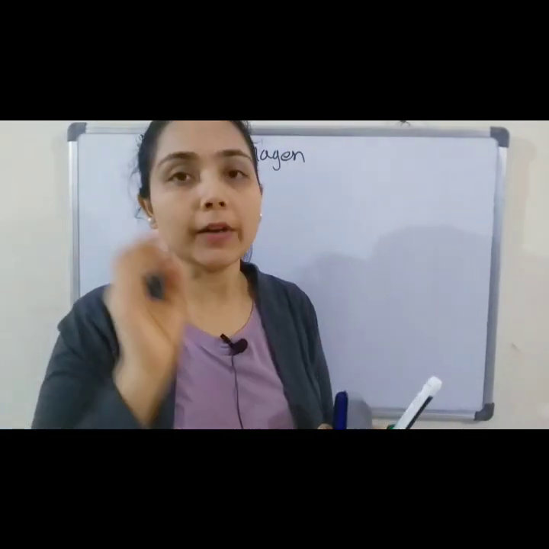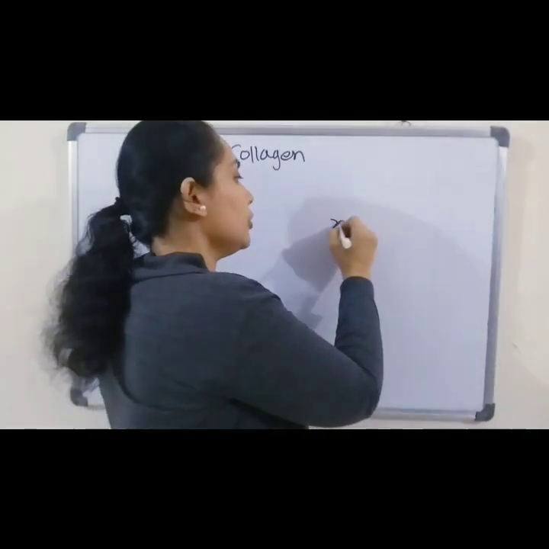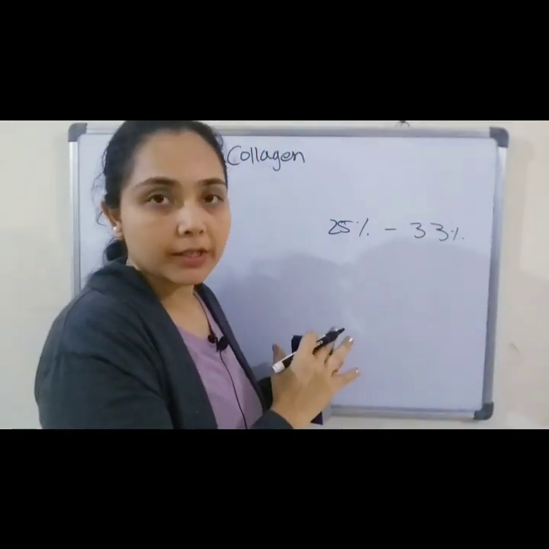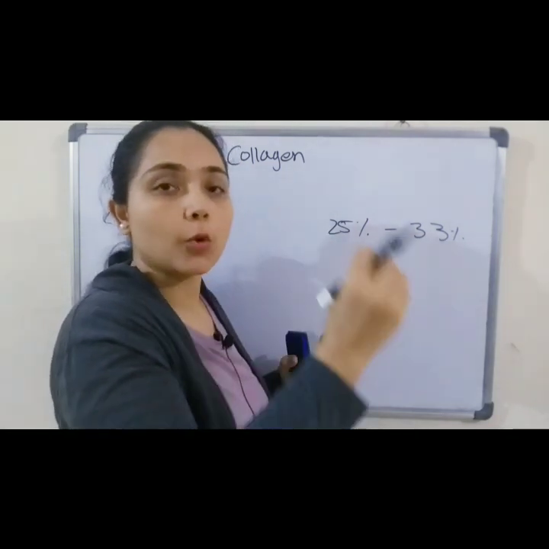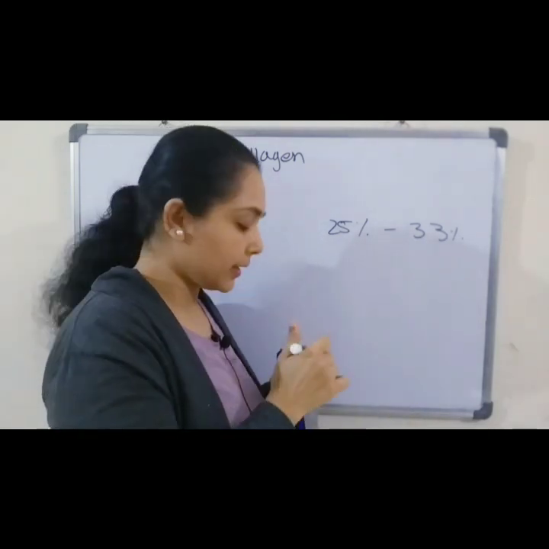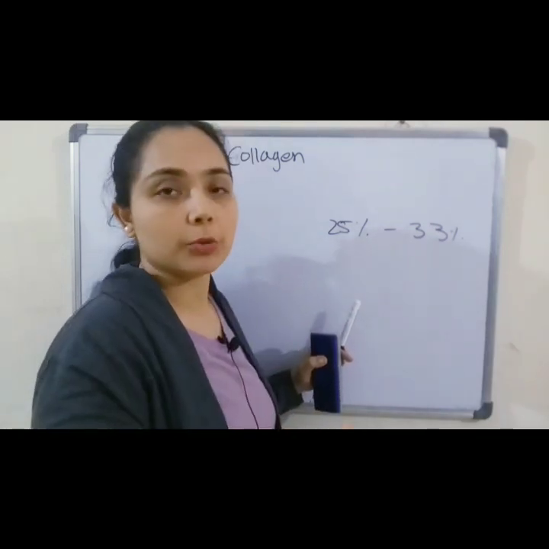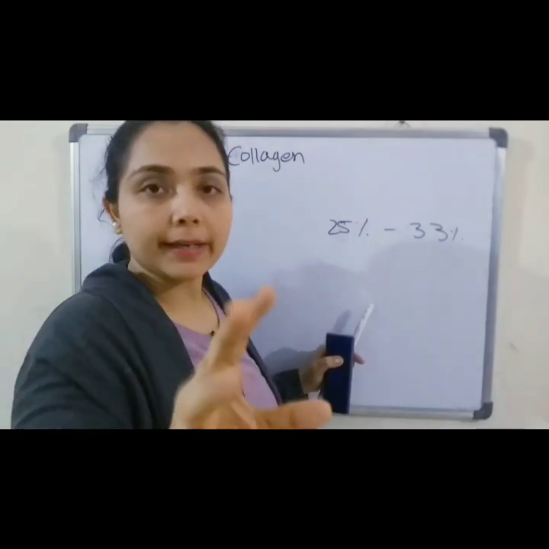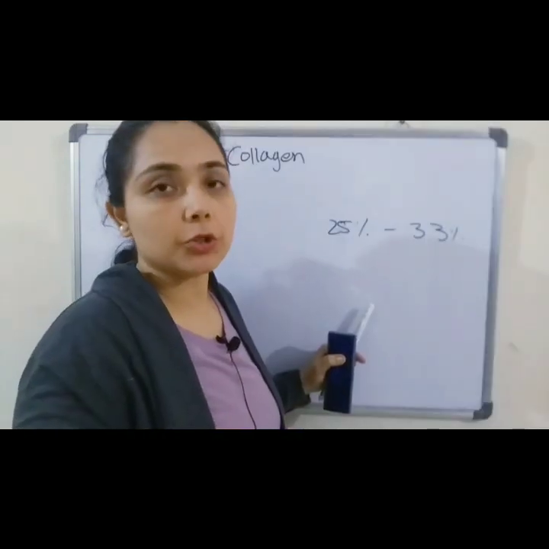We can say that around 25 to 33% out of total body protein, so 25 to 33% of the total body protein is collagen. Why? Because it is a structural protein. It provides structure, support, and strength throughout the body. You name any tissue and collagen is present there. It provides structural support to the extracellular space of the connective tissue. It provides the perfect matrix for the skin, tendons, bone, ligaments, and connective tissue.